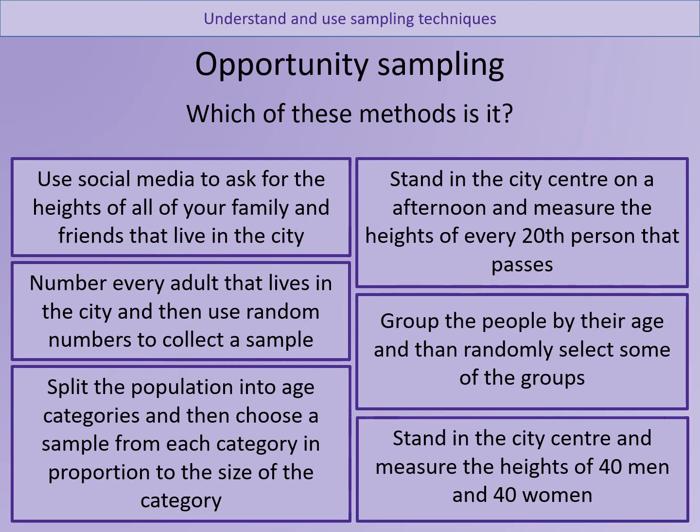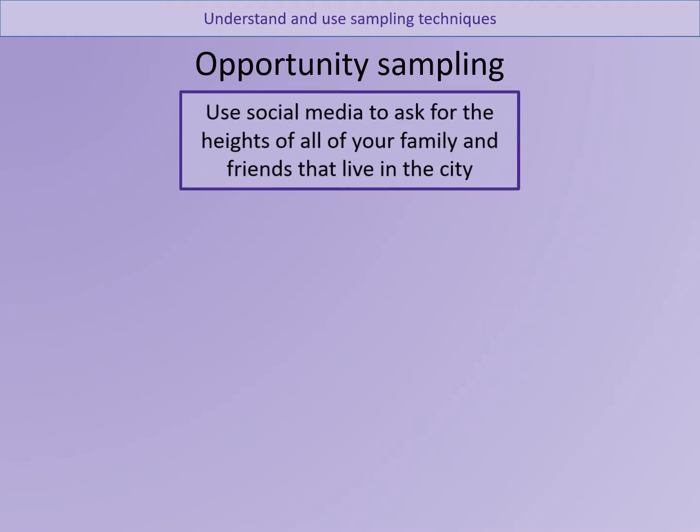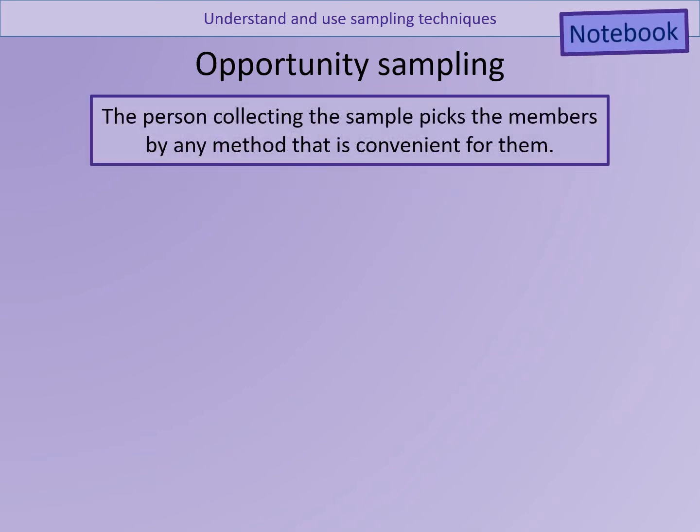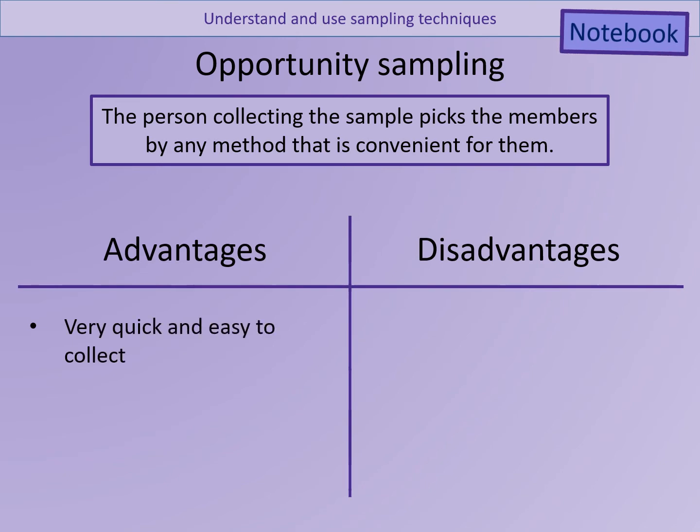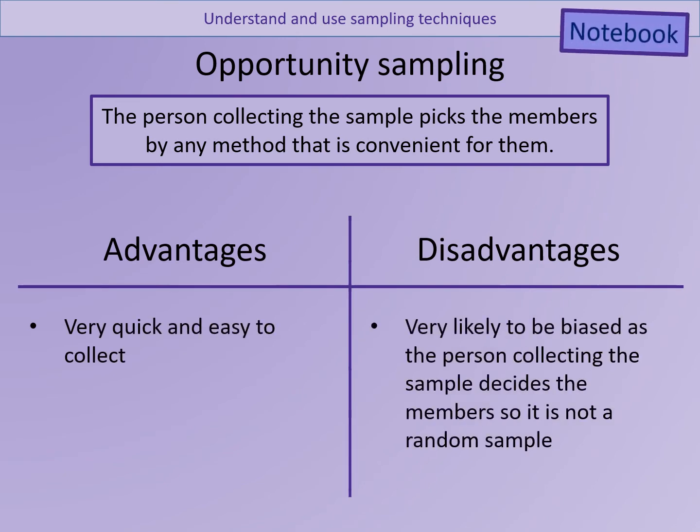Our next one, opportunity sampling, is this method. So using social media to ask for the heights of all your family and friends that live in the city. So the person collecting the sample picks the members by any method that is convenient for them. So it's very quick and easy to collect that data, but it's very likely to be biased as the person collecting the sample decides on the members. So it's not at all a random sample.